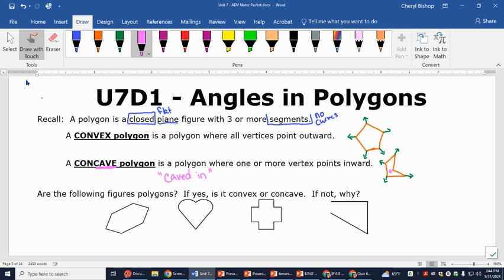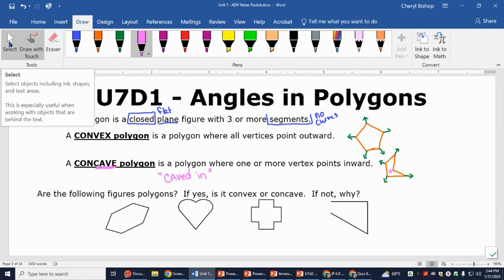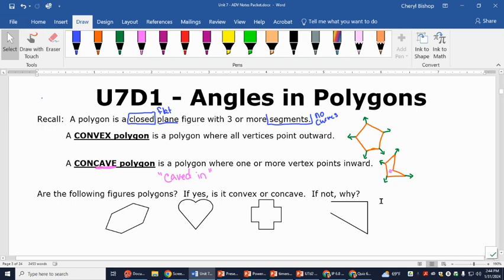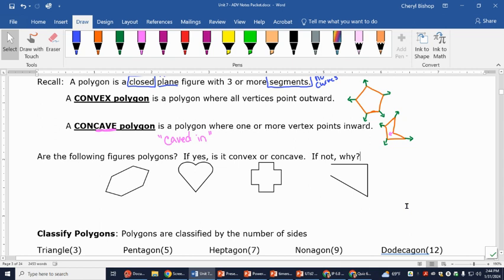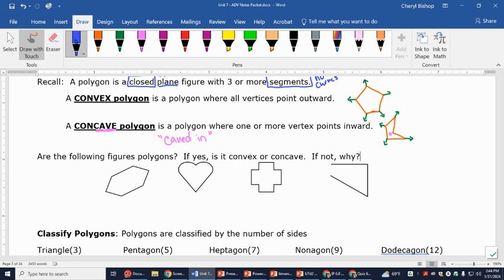and that's how I remember that it's concave, not convex. Okay, so take a moment and look at these 4 images that we see right underneath here and determine if yes, we're a polygon, or no, we're not. If we're yes, are we convex or are we concave? If not, why not? Okay, so if you want to pause the video and do that, you are more than welcome to.